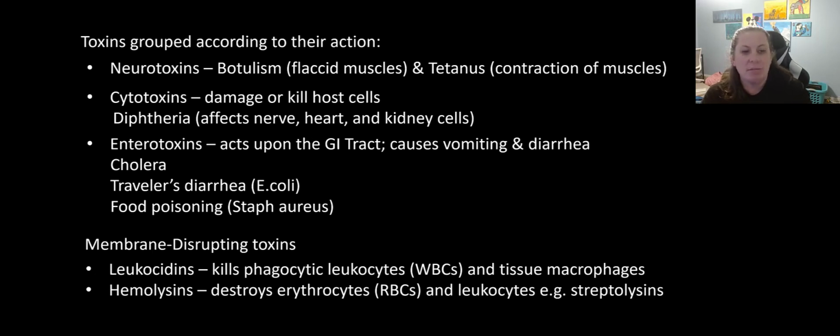We also have some membrane disturbing toxins. These are what we call leukocidins. These are going to kill the phagocytic leukocytes, your white blood cells, and also your tissue macrophages. So these are going to damage cells that are important in your immune system. The hemolysins are another one, and they destroy your erythrocytes, which are your red blood cells. They can also destroy some of your leukocytes as well. Streptolysin is an example of this.